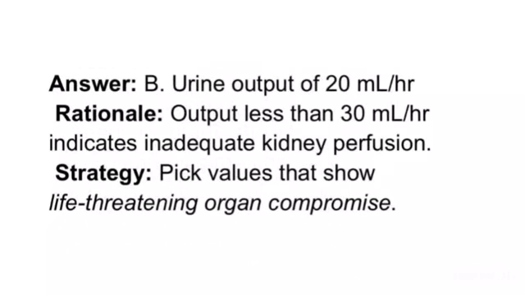Urine output of 20 milliliters per hour. Rationale, output less than 30 milliliters per hour indicates inadequate kidney perfusion. Strategy, pick values that show life-threatening organ compromise.